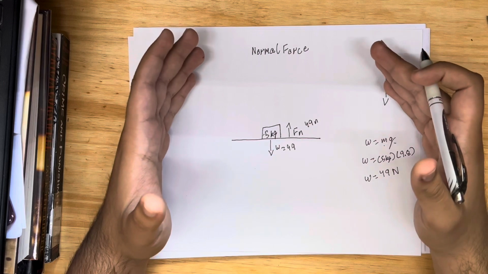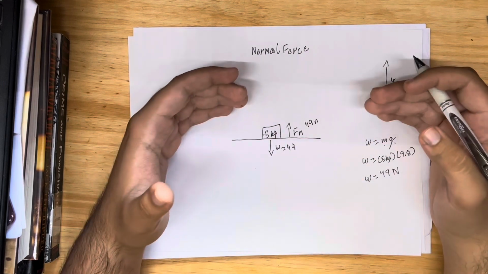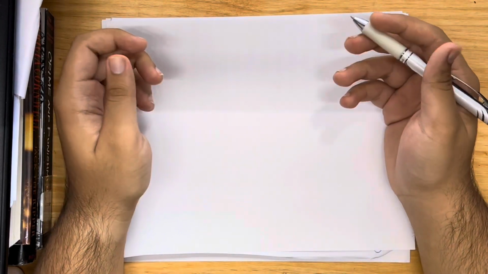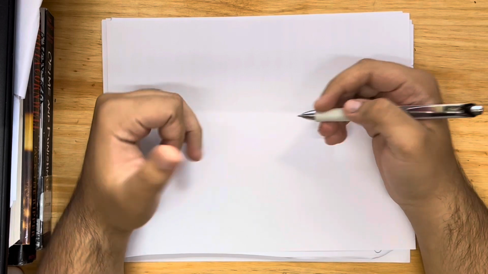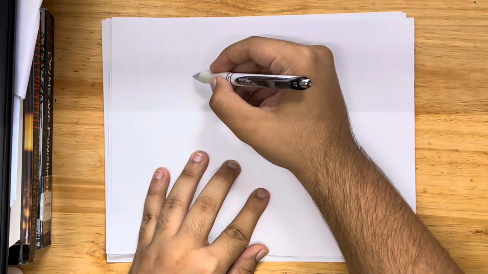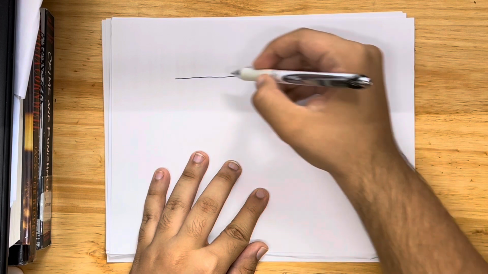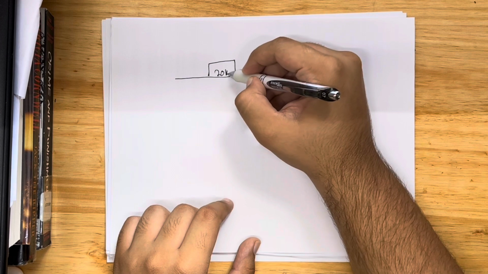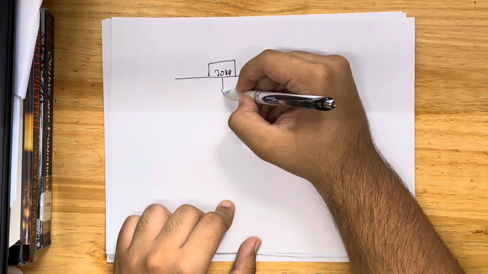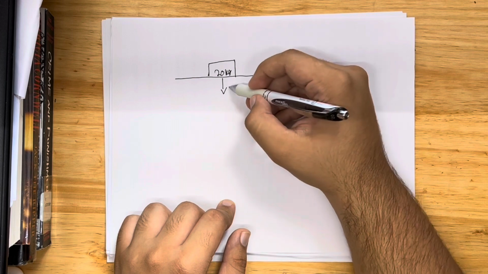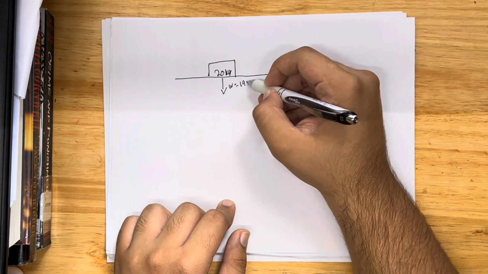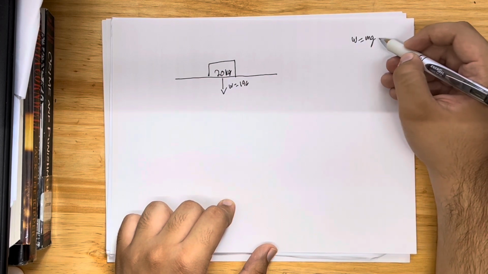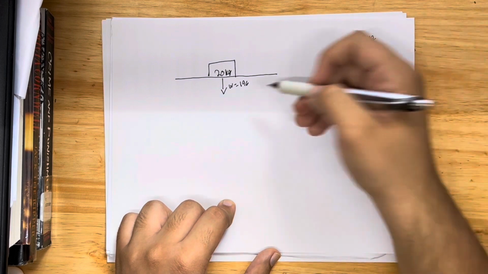But is it possible to increase or decrease the normal force? Now let's look at that. So for example, we have a table and a box of 20 kilograms. That's the weight of the box. Now, the force due to the weight will equal 196, since weight equals mg, mass times gravity.